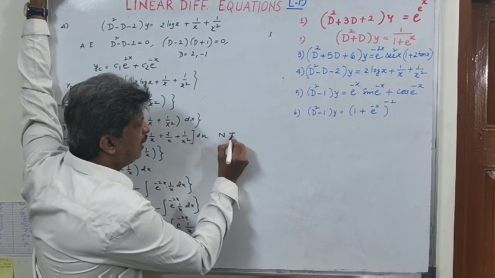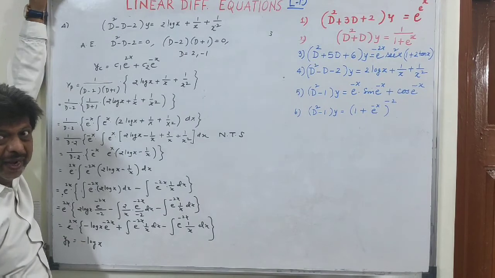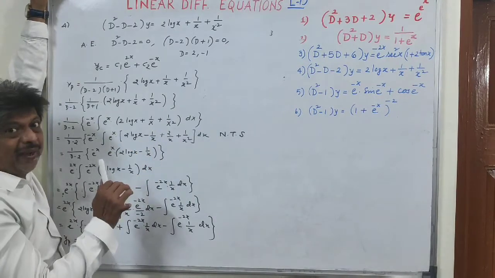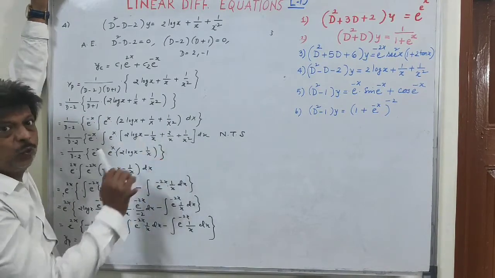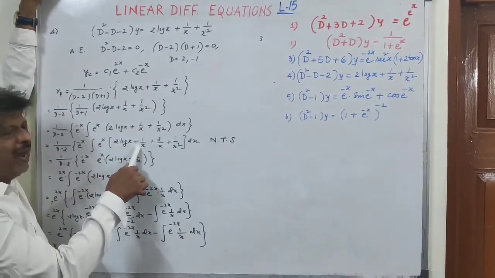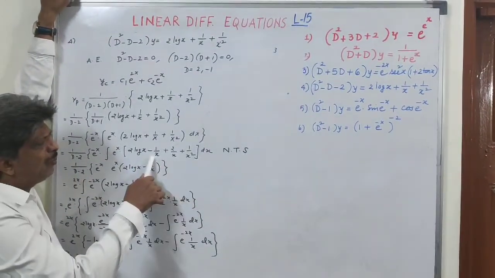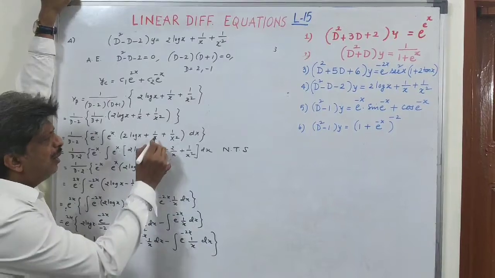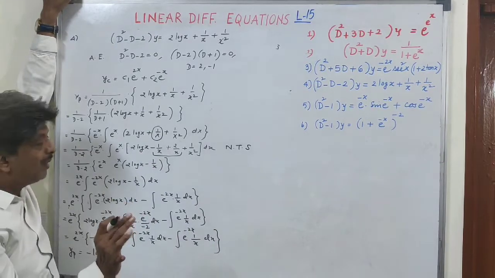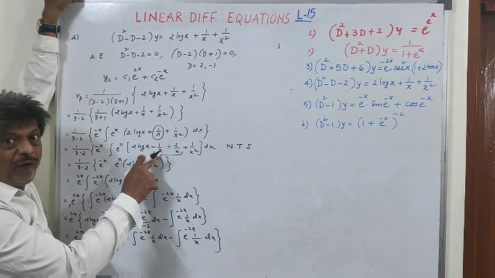Note this step. 2 log x plus 1 by x plus 1 by x square, I am rewriting it. This 1 by x I am rewriting as minus 1 by x plus 2 by x, so that this becomes 2 log x minus 1 by x plus 2 by x. This 1 by x is 2 by x minus 1 by x. I am just adjusting this 1 by x as minus 1 by x plus 2 by x, so that 2 log x minus 1 by x is f of x.